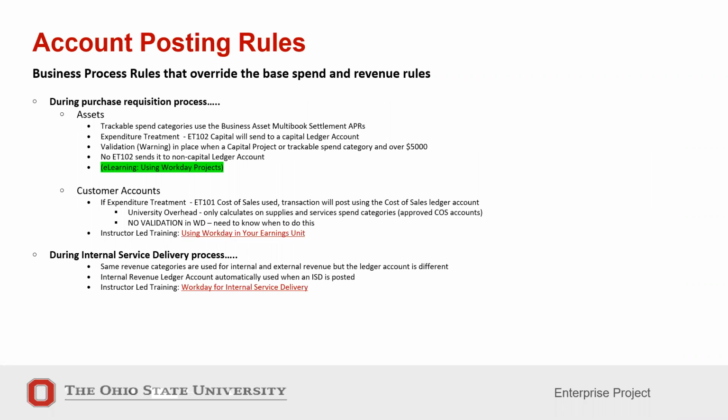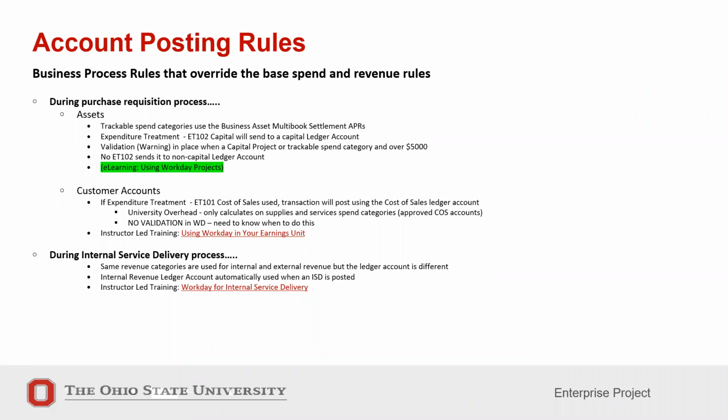Now we're going to look at assets, specifically capital. Since OSU has turned on multi-book settlement, any spend category that is marked as a trackable spend category will use the business asset multi-book settlement account posting rules, and these will not use the baseline spend category account posting rules. For example, during the requisition process, if you add the expenditure treatment Worktag value of ET 102 capital, it will drive a capital ledger account.